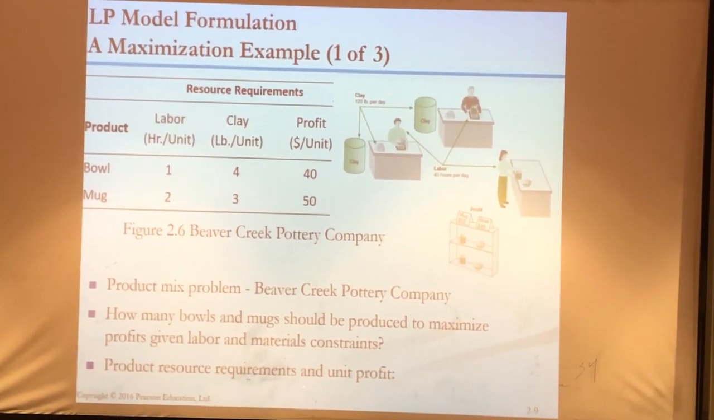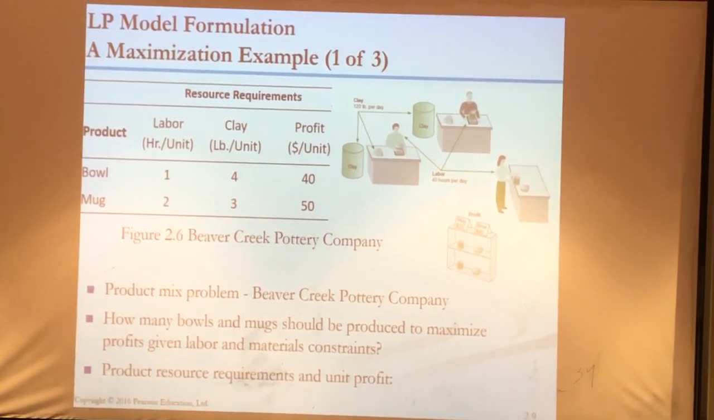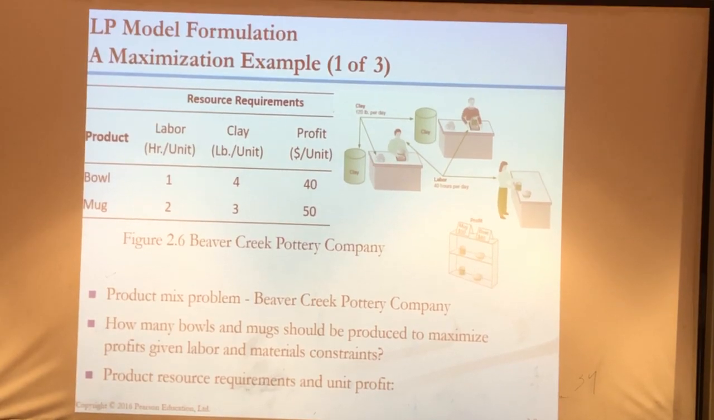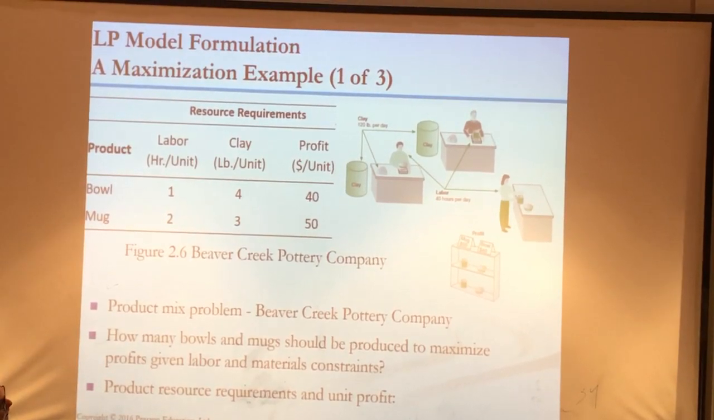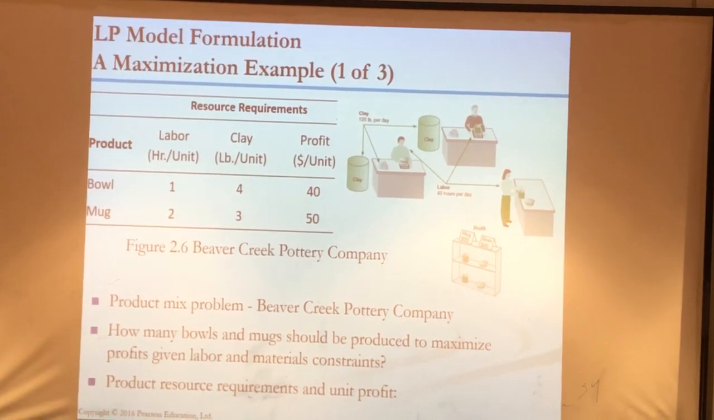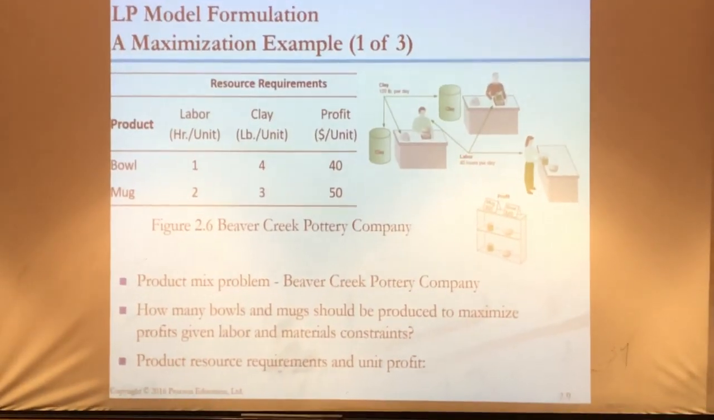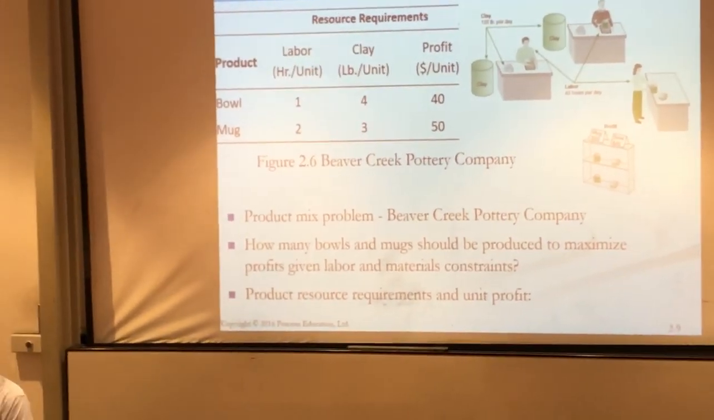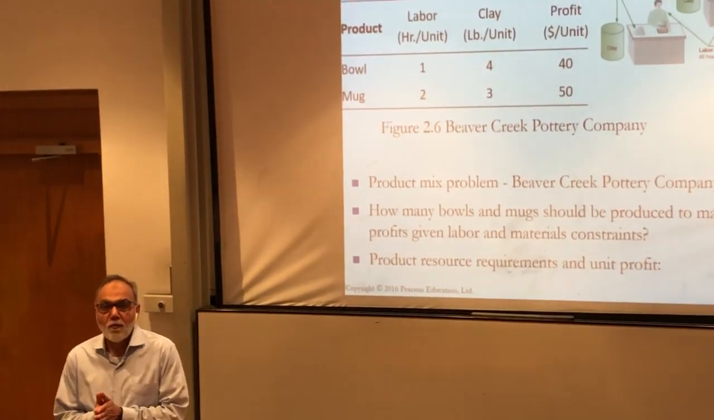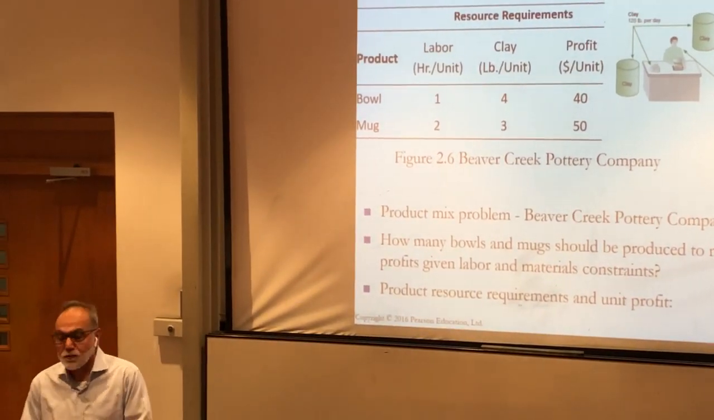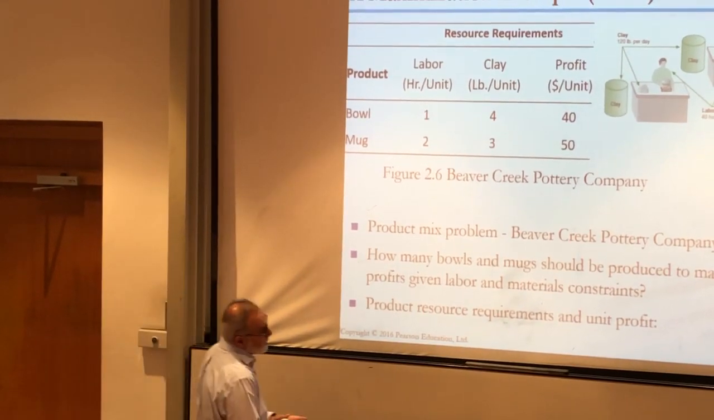So this is the product resource requirement, and unit profit. The objective is to maximize the profit. So what we can do is, what do you think? What are our decision variables in this one? Yeah, so the decision variables are how many bowls to make and how many mugs to produce to maximize the profit. These are our decision variables.